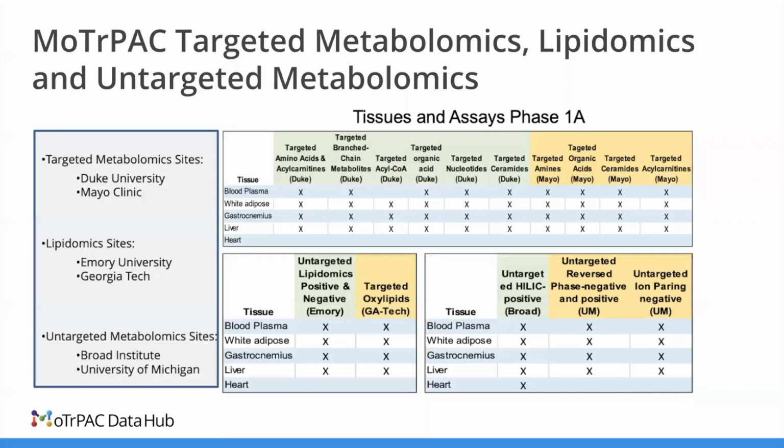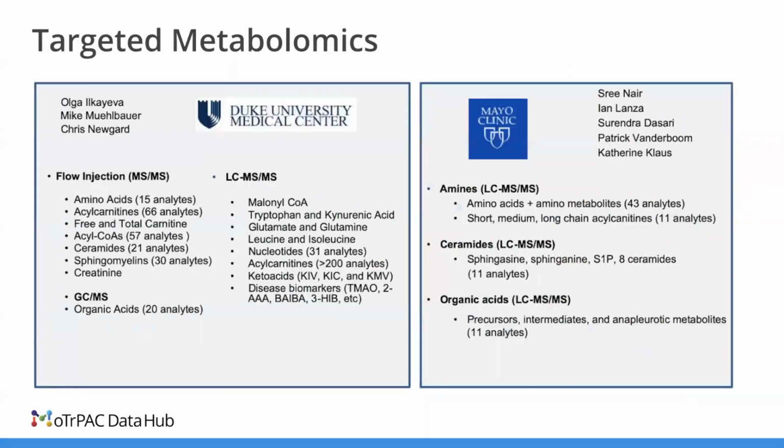Next slide, please. So targeted metabolomics, again, is being done at both the Mayo Clinic and Duke University. At Duke University, you can see the members of the team there in the upper left-hand corner of the left box, using various platforms to assay the metabolites that are shown in the slide here. So everything from amino acids to specific pathways such as keto acids and some disease biomarkers. This is done by flow injection, which is a technique.